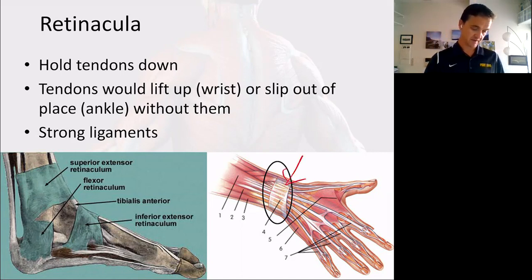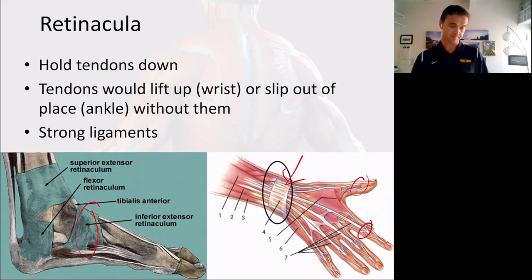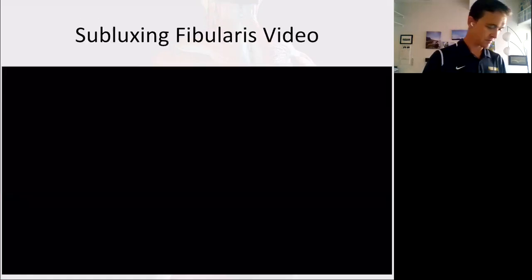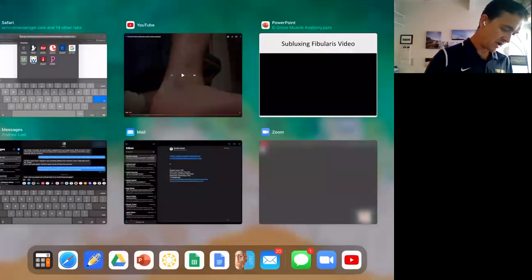So we see some there. Yeah, they're definitely in here as well. They're not quite as pronounced in there. We have them in our ankle, same thing. Okay, so these are very similar to ligaments and they're very strong. Okay, so I'm going to switch over to YouTube to show you this video of what it looks like when you have a retinacula that's not working.